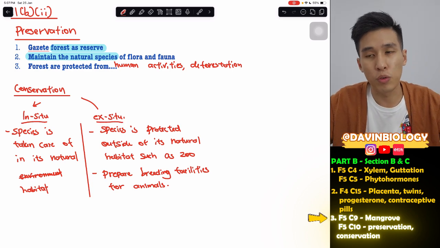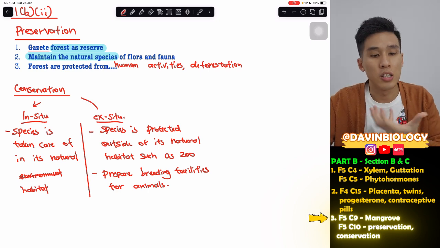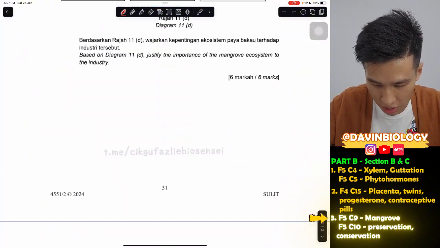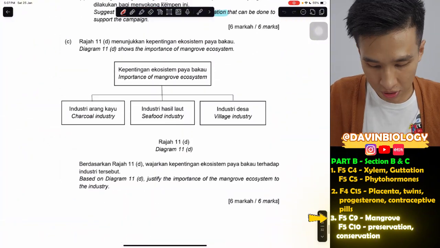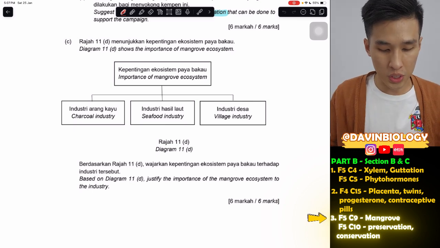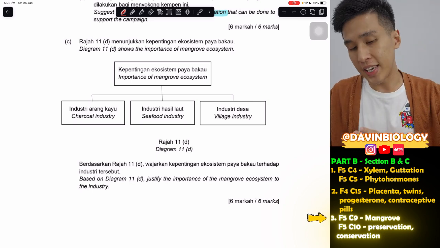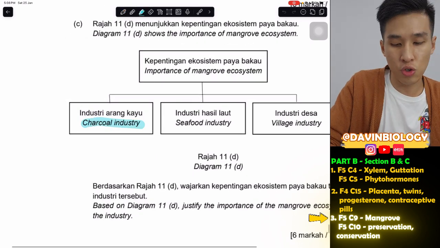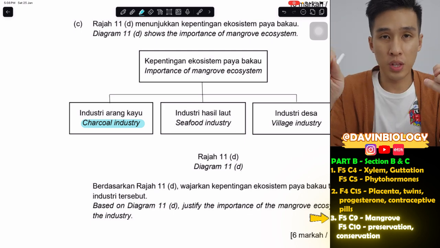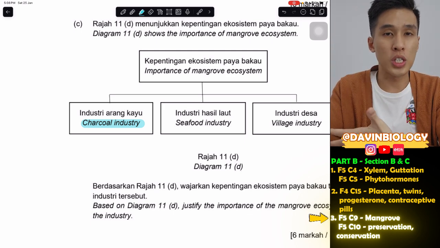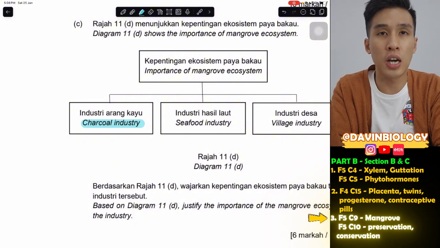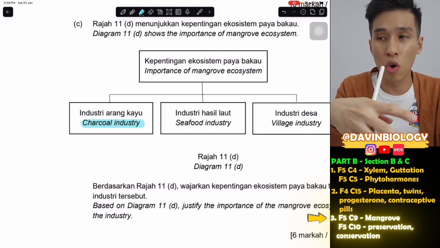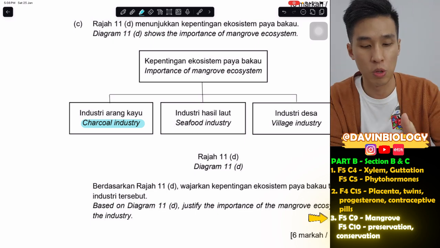So for conservation, we have to put in more effort to protect and take care of the animals. Then our final question here, based on diagram 11, justify the importance of the mangrove ecosystem to the industry. So mangrove, besides acting as a protection zone, they say here it helps the charcoal industry. Because we can use mangrove wood to make charcoal, which doesn't release as much smoke as normal charcoal, meaning the quality is better and it reduces pollution.